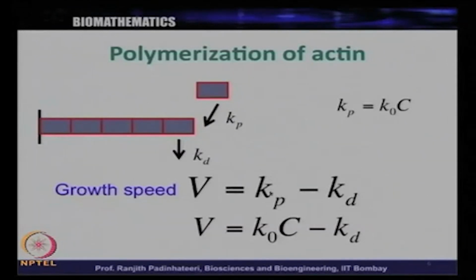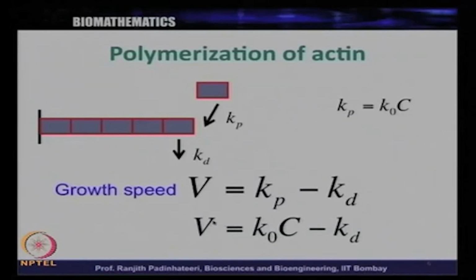I can substitute that here. So, the growth velocity can be written as K0 C minus Kd, where Kd is the depolymerization rate. This is the simple formula for polymerization speed, showing how it is related to the concentration of free monomers in the solution. The more free monomers, the more polymerization will happen. Now, you can plot a graph between V and C.